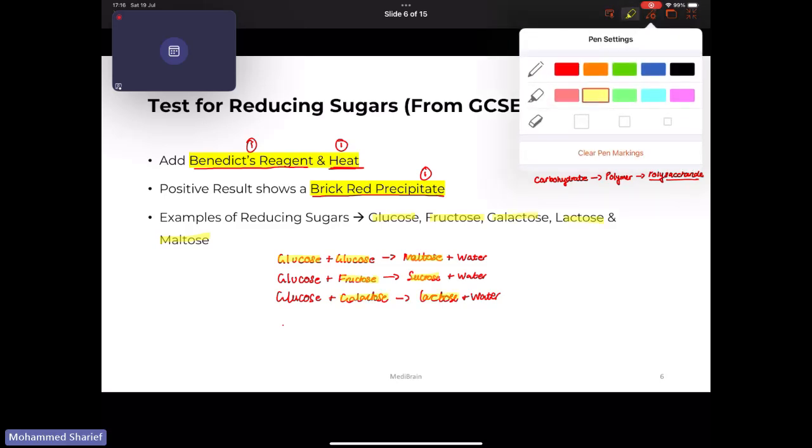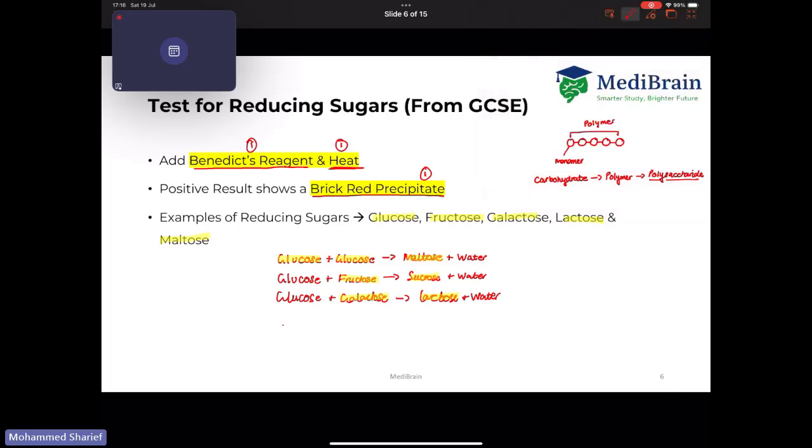As you can see from this list, there's only one thing that we don't have. We don't have sucrose, and that's because sucrose is not a reducing sugar. Sucrose is a non-reducing sugar. So whenever you're asked about sucrose in an exam, you need to know that sucrose is not a reducing sugar. Just bear that in mind.